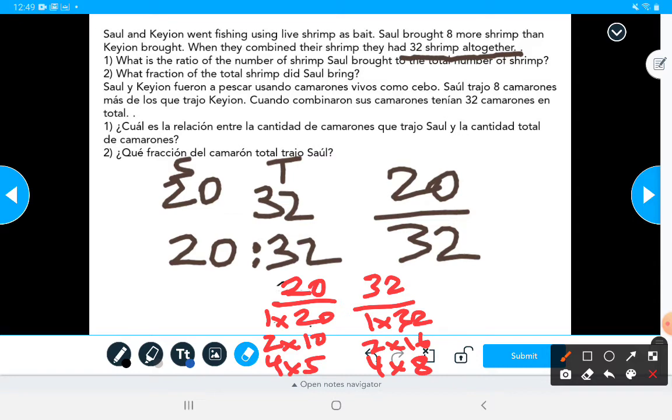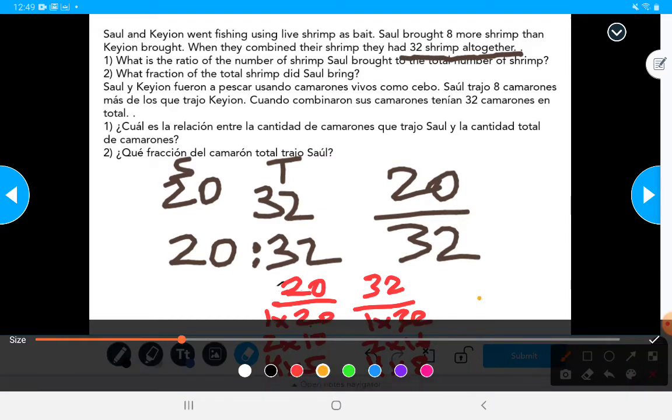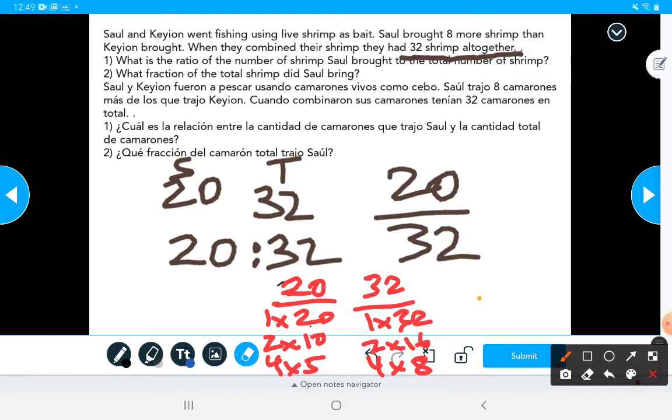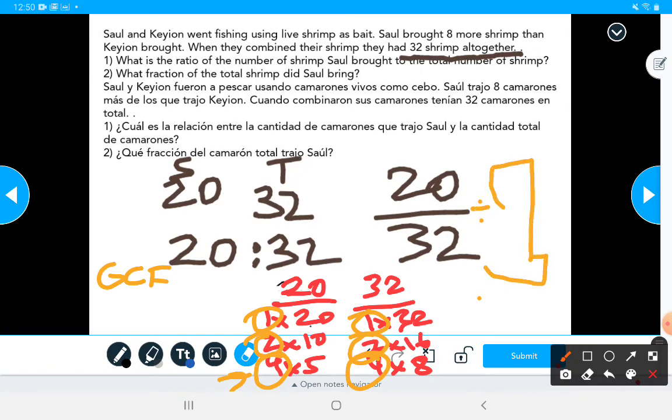Now, I notice here that I have the numbers that I have in common. Can I change the color of my paintbrush? I can. All right. I have 4 in common, I have 2 in common, and 1. I want to use the greatest common factor, or the GCF. So in here, the greatest common factor is going to be that 4. So I'm going to divide it by a giant 1 with that 4 in it. And that'll give me 20 divided by 4 is 5, and 32 divided by 4 is 8. So Saul brought 5/8 of the total shrimp.